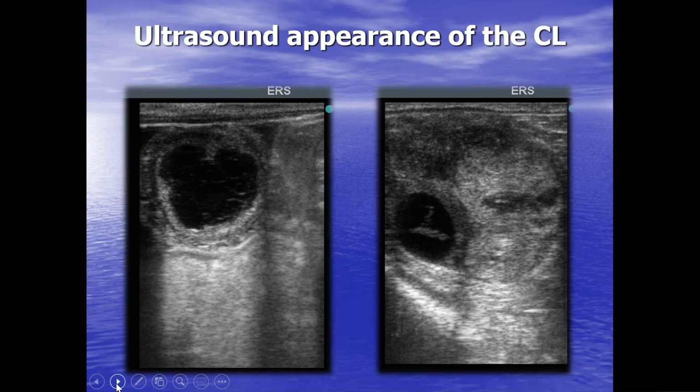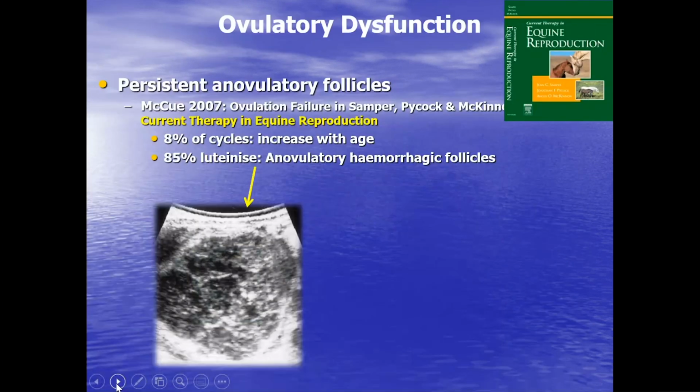And this, of course, leads us on to this very important topic of ovulatory dysfunction. We were lucky in the current therapy book I wrote with Juan Samper and Angus McKinnon. We got Pat McHugh, a good friend and expert clinician, to write the chapter on ovulation failure. And in Pat's chapter, he put 8% of cycles. So what does that tell us? Well, persistent anovulatory follicles are a really common problem.